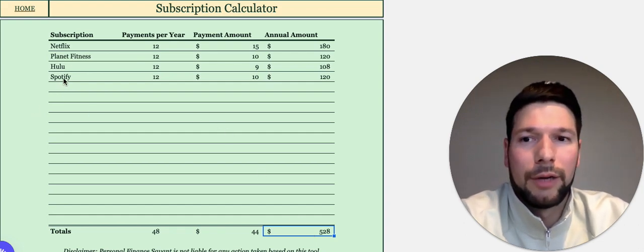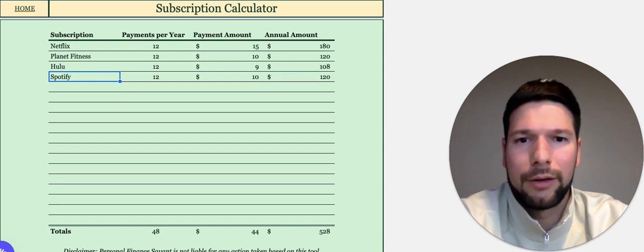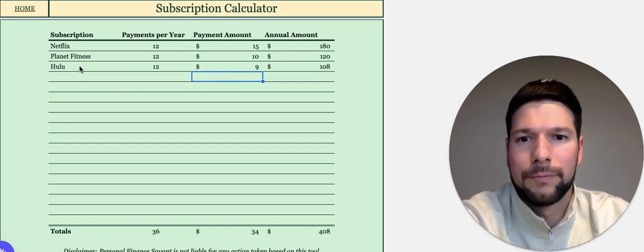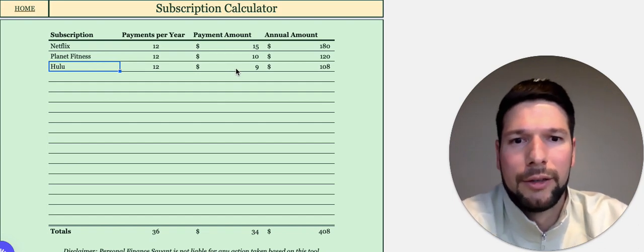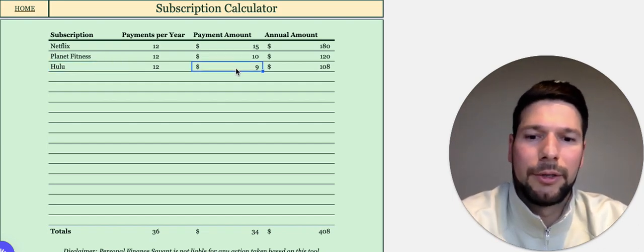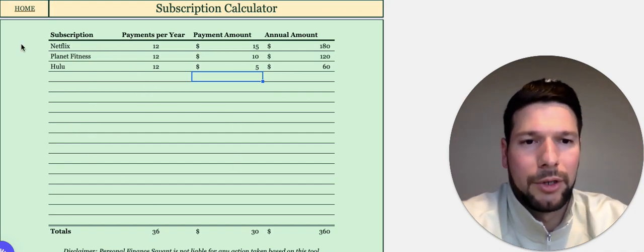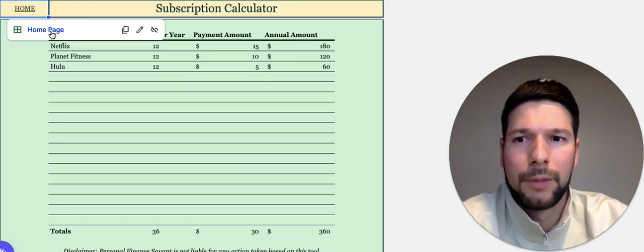So you can play around with this. Hey, what if I cancel? Maybe I don't use Spotify. I'm going to get rid of that one. Maybe Hulu, instead of using their higher tier of $9, I'm going to use the cheaper one that's only $5. You can just play around in here, and then also use this as a way to understand what are all your active subscriptions that you're paying for. Pretty simple tool there.